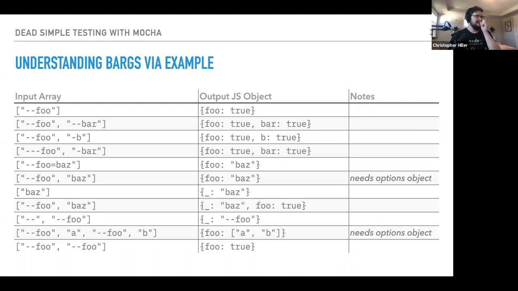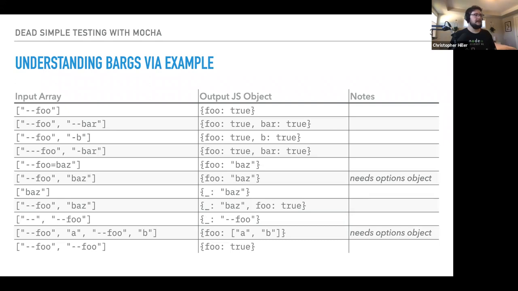So here we have a table. The first column here is the input array. This is what we would pass the parse function. And the second column, the output, is what we'd expect back. And so we have these different situations that we need to handle. You'll notice that there are notes on some of these because it needs a little bit of direction to do certain things.